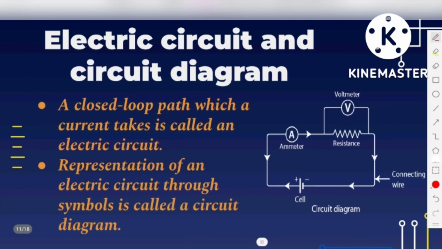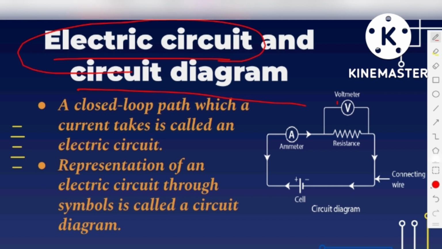So here we are going to learn what is an electric circuit. An electric circuit is a closed path of conducting material where the electric current can pass through or go around. If it is open, it's called an open circuit. If it is closed, when the current goes through it, it is known as a closed circuit. So what is a circuit diagram? We represent this electric circuit in simple terms by using different symbols to make it more understandable.